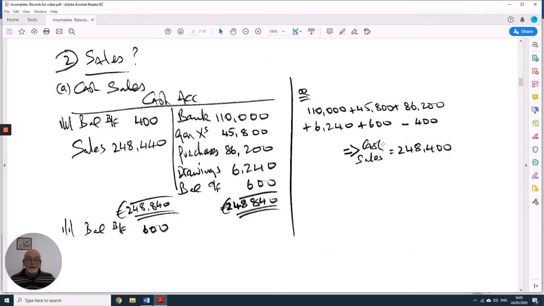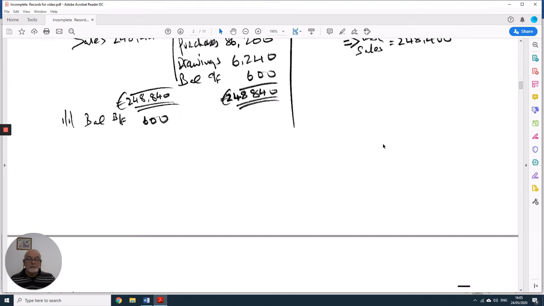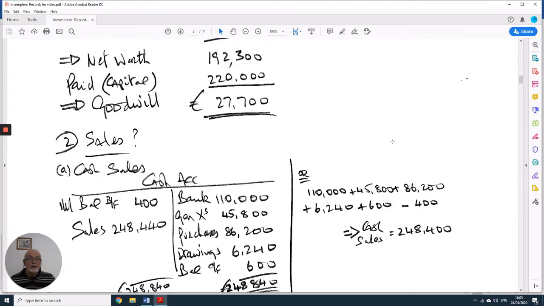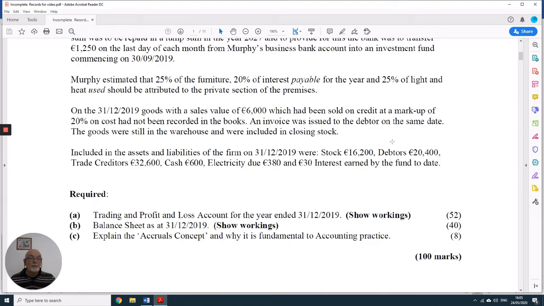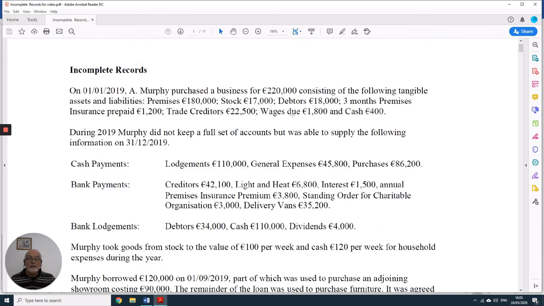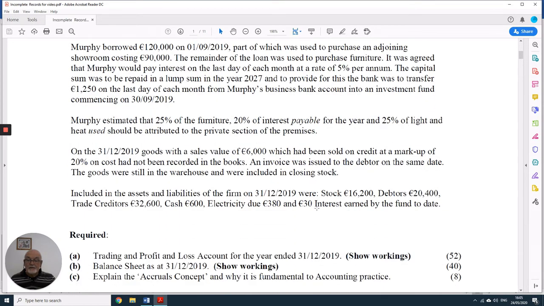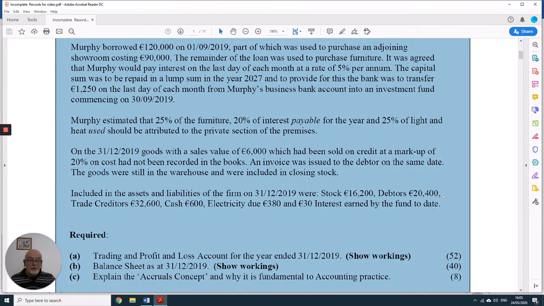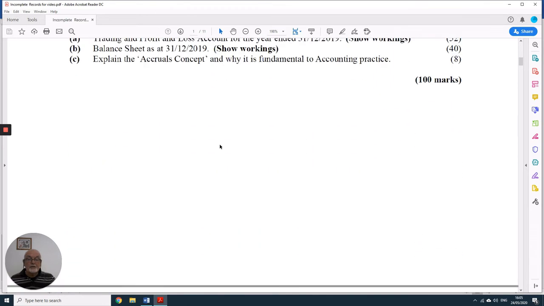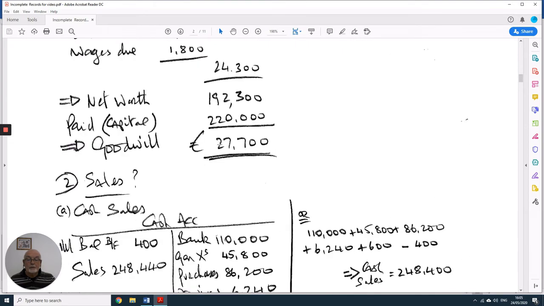We move on then to our credit sales, which will be solved using our debtors control account. Going back to the start of the question here, we recall that at the start of the year, the debtors owed us 18,000. We'll see here in our bank lodgements that during the year, the debtors paid us 34,000. And at the end of the year, the debtors still owe us 20,200. So we'll put that information into a so-called debtors control account.